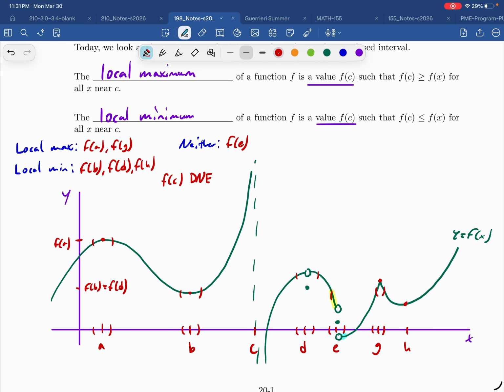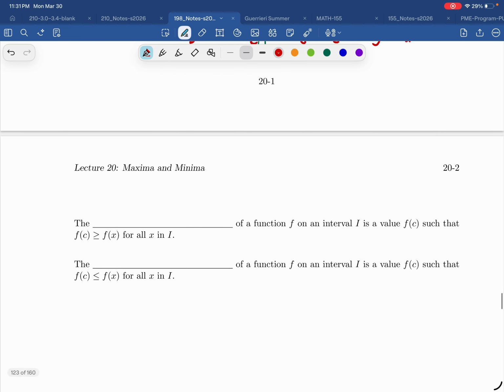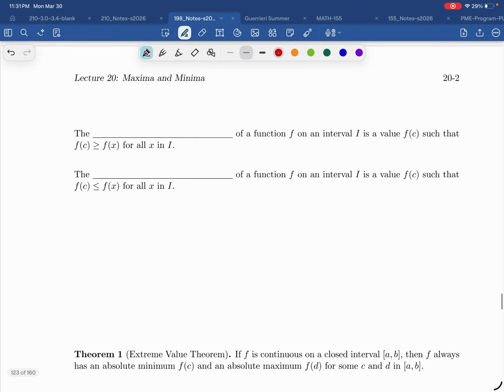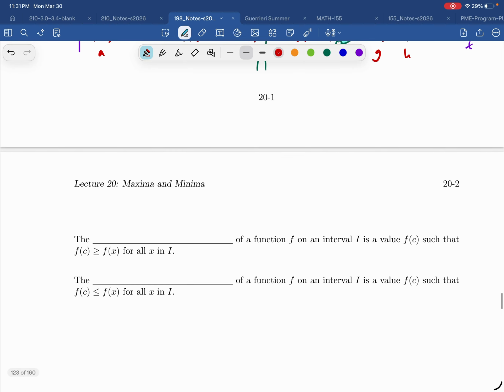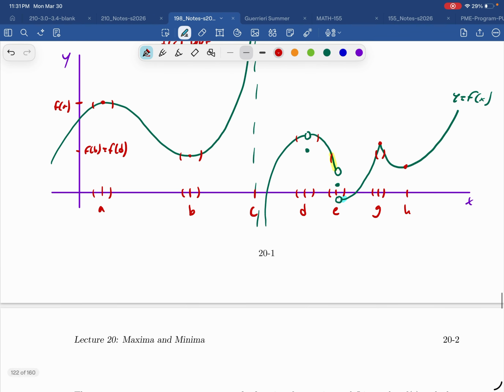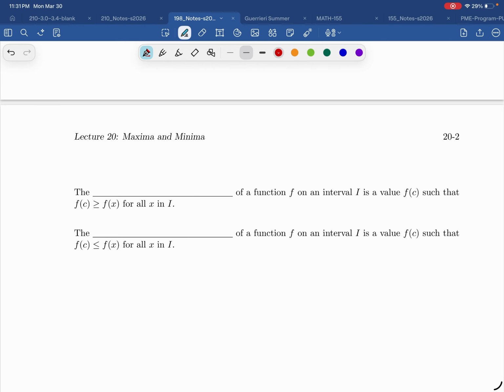All right, so there you have it. Those are some visual examples of local maxes and local mins. Now, the issue is how do we find these local maxes and local mins? Well, we'll get into that a little later. But for right now, just looking at a graph, those are local maxes, those are local mins, and those are the neithers.